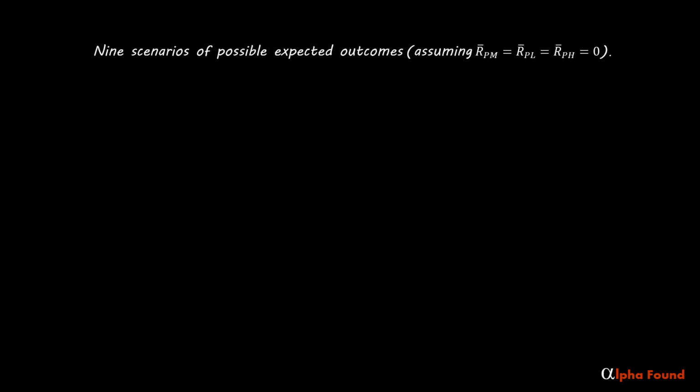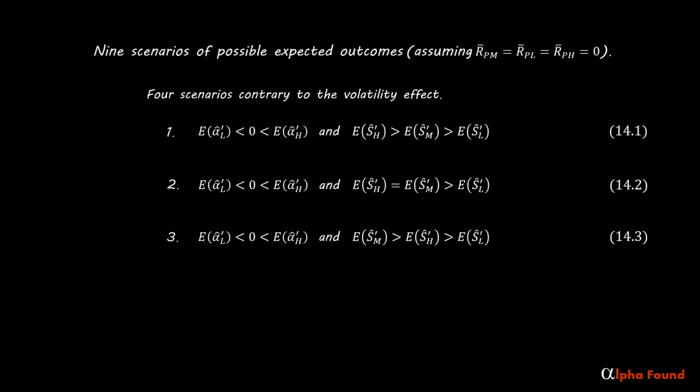Let's take a look. The first 4 scenarios are contrary to the volatility effect. In scenarios 1 through 3, the expected alpha of the low CAPM beta portfolio is less than 0, which is less than the expected alpha of the high CAPM beta portfolio. And the expected Sharpe ratio of the low CAPM beta portfolio is the smallest of the Sharpe ratios. Take a moment to notice how the order and relationship between Sharpe ratios change with each scenario. The 4th scenario is CAPM, where the expected alpha is equal to 0.